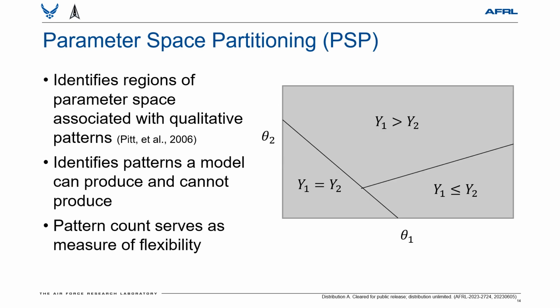We will use a method called parameter space partitioning, or PSP, to explore which qualitative patterns of interference effects the models can produce. As shown on the right, PSP identifies regions of a model's parameter space associated with qualitative patterns. For example, if the mean reaction time in one condition is larger than another. PSP is useful for identifying both patterns a model can produce and patterns a model cannot produce. The number of patterns a model can produce can be used as one measure of flexibility.